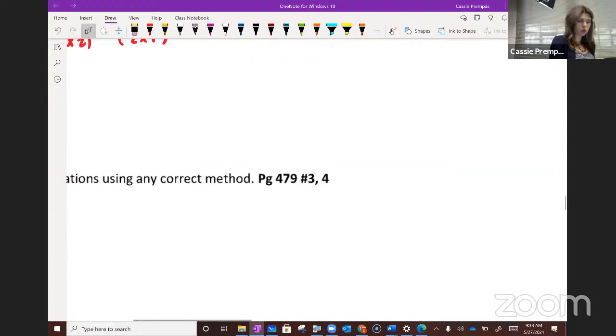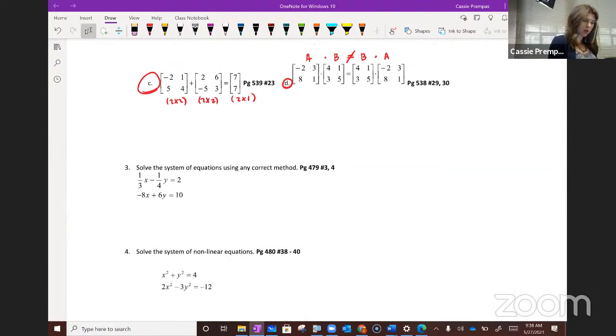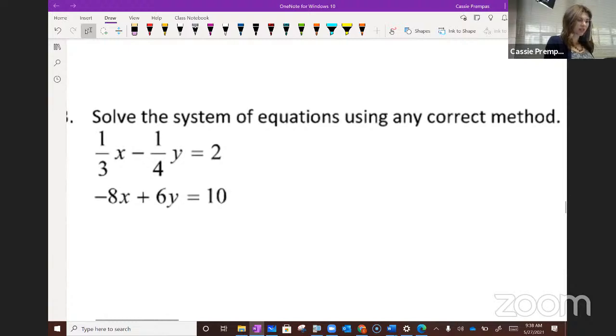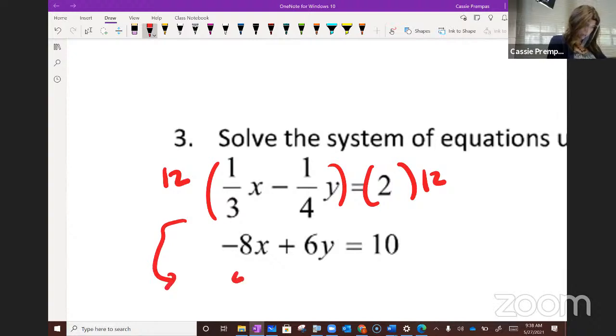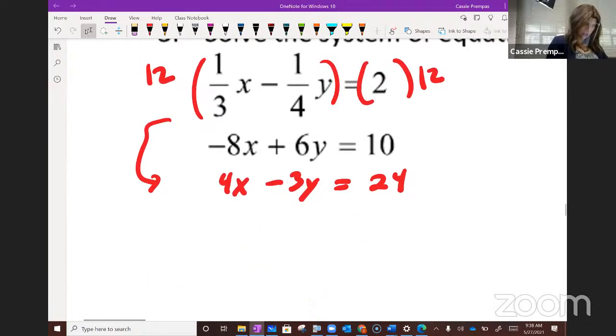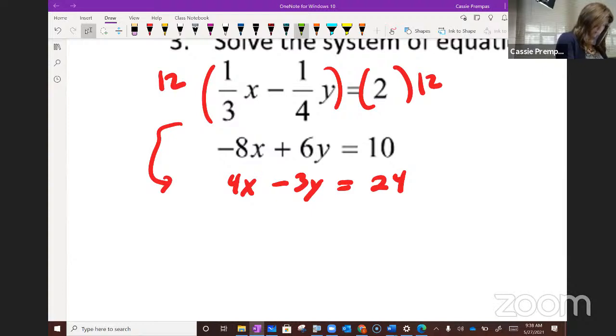On to number 3. Solve the system of equations using any correct method. How do we get rid of all those fractions? Yeah, multiply by the least common denominator, which would be 12 here. I'll put my result below. So this would be 4x minus 3y is equal to 24. Now, do you guys want to use substitution or elimination?